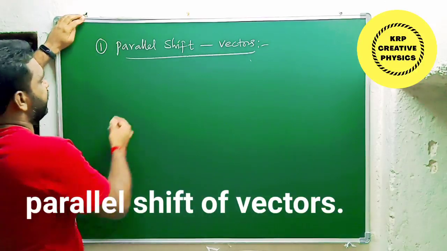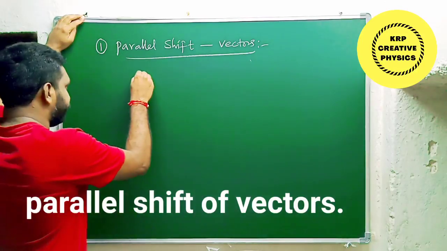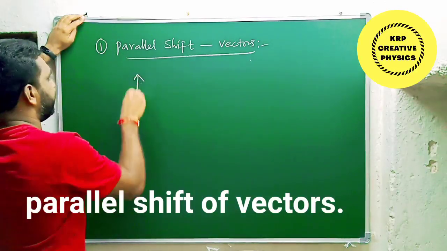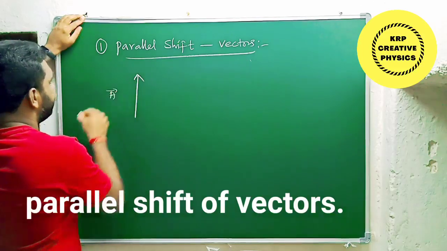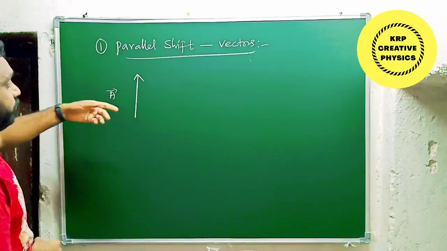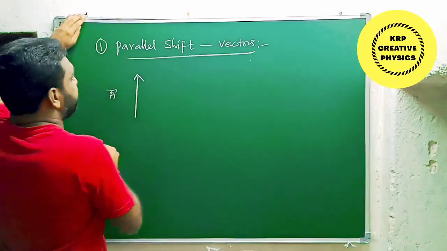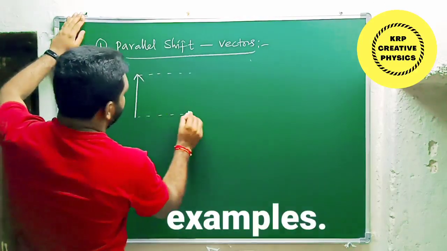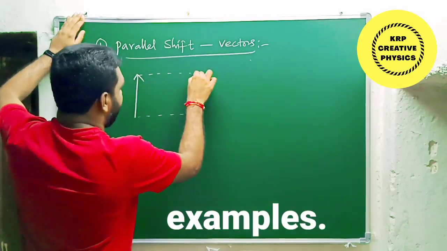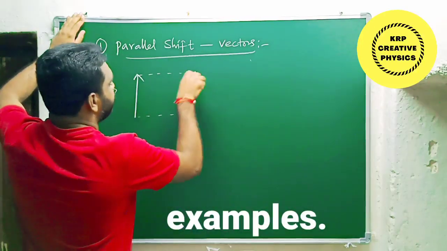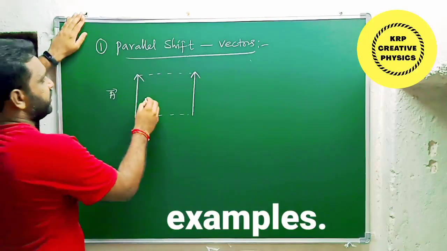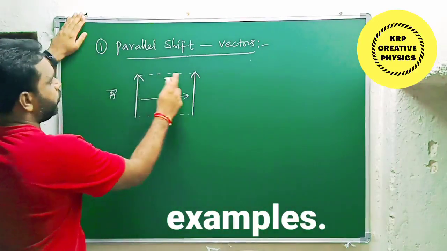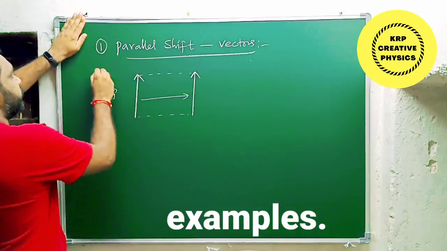discuss some examples here. So this is one vector, this vector A. We need to change its position from one place to another place. We need to parallel shift this one. What we need to do here? Just head to head, tail to tail. Again we need to draw one more line. So this is said to be parallel shift. Head to head and tail to tail. So this is one example.